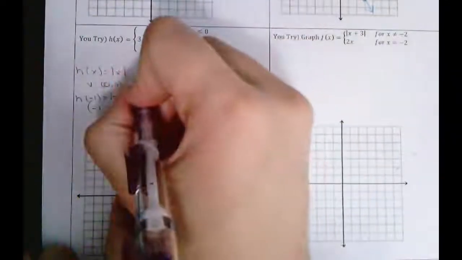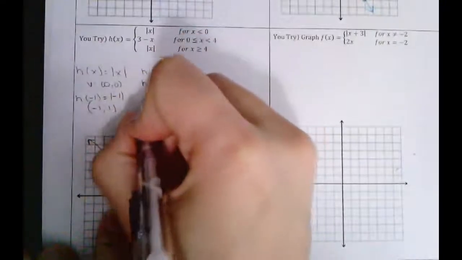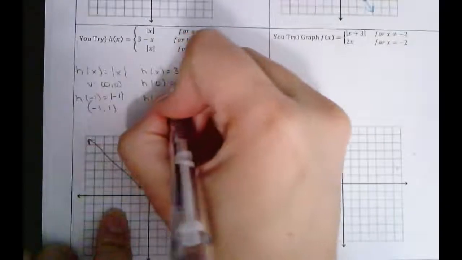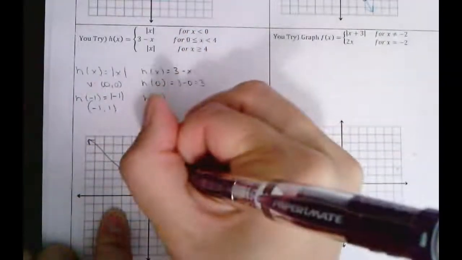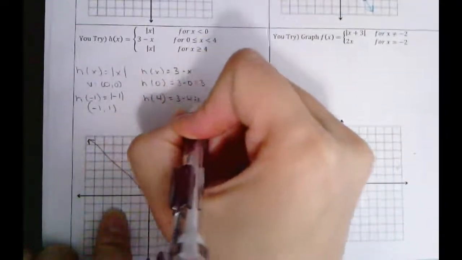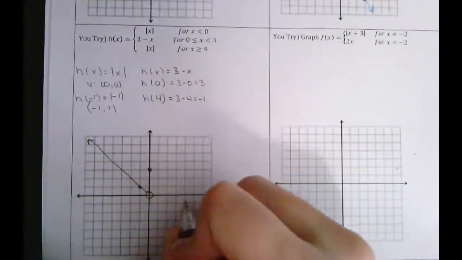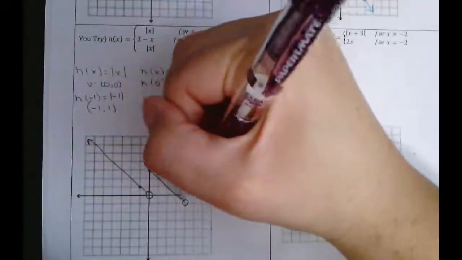In the middle, we have a line. So to graph the segment that's going to be in the middle, I would just plug in 0 and plug in 4, and then see where that puts you. So if you plug in 0, you get 3, so 0, 3. And if you plug in 4, you get -1, so 4, -1, not including. So that's the middle piece.